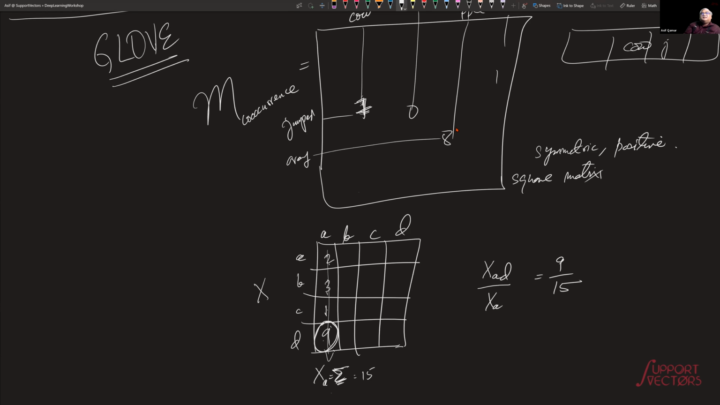9/15. Are we together, guys? Am I making sense what XAD is? It's how many times did I see A and D together? 9 times. And how many times does A occur in this vocabulary at all? 15 times, right? There are 15 occurrences spread over A, B, C, D.